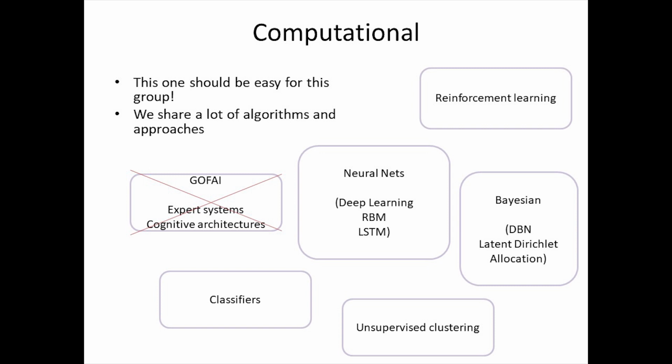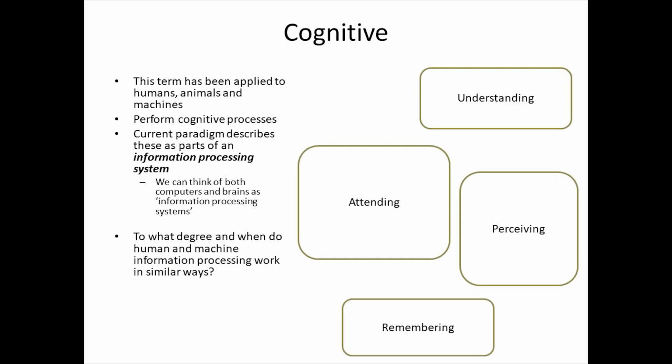Is anybody familiar with good old-fashioned AI as a term? This is the older 80s expert systems, cognitive architectures, and so on. Not so much in that area either. They've been falling out of date. But we do run the spectrum of the machine learning terms.